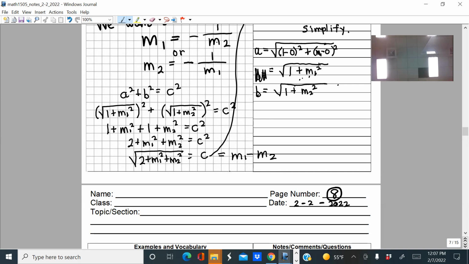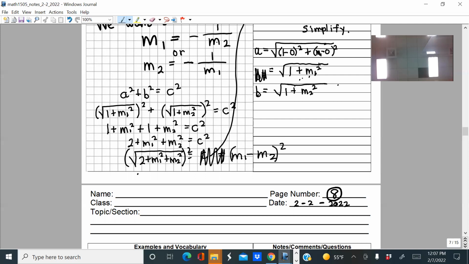Now let's start simplifying this equation. So forget about the C for a moment. Both of those things are equal to C. Let's try simplifying this equation. How do you get rid of the square root? Square. So I'm going to square both sides to get rid of the square root.